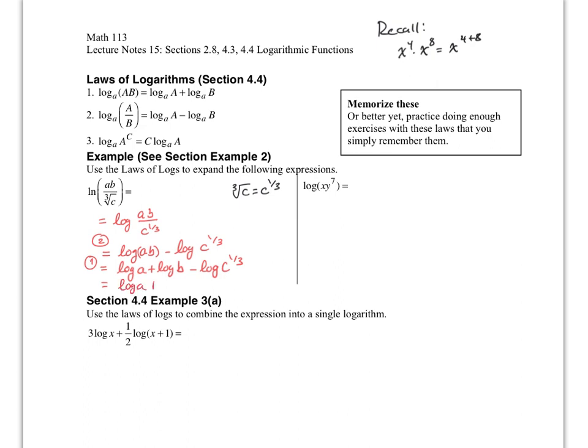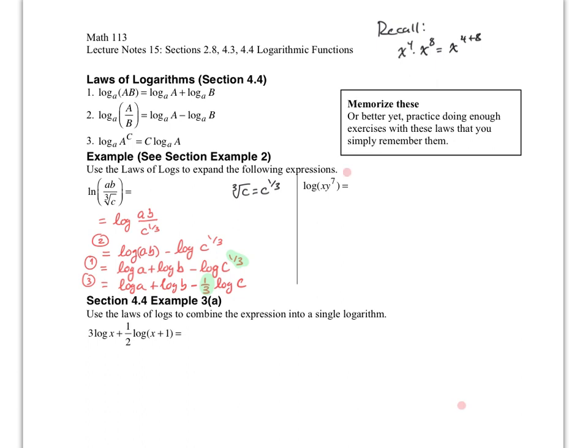So you just rewrite it, and then the exponent will go in front by property number 3. So it will be 1/3 log of c. Okay. So the exponent goes in front.